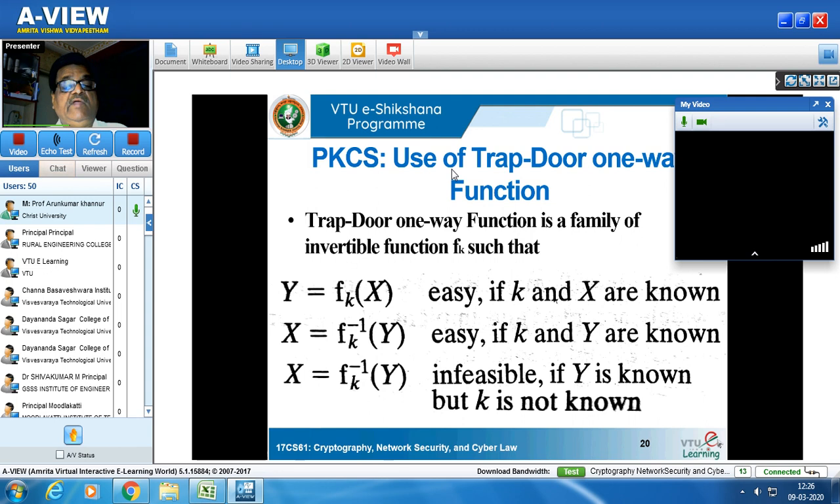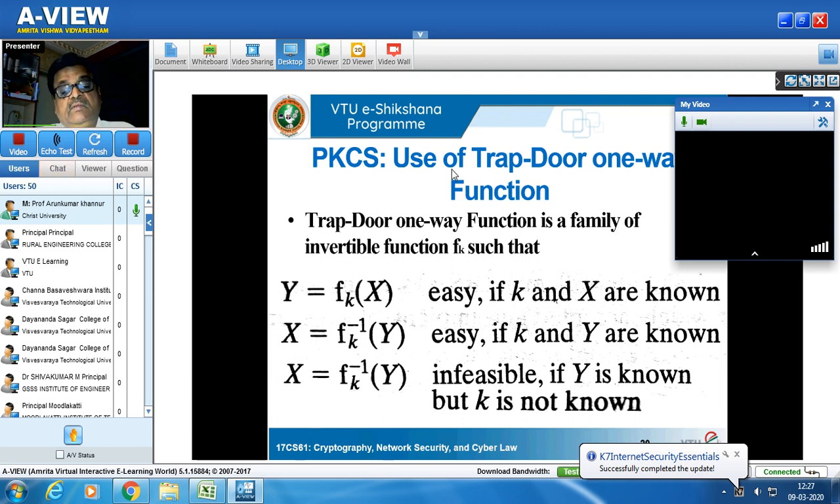However, what we are doing is that the k has been split into two: one is the public key and the other is the private key. Only the public key is known and the other part is not known. And we are also using a trapdoor function, the multiplication of the values of p and q, in public key cryptography. Third, x equals the inverse function of k on y. It is going to be infeasible if y is known but k is not known.